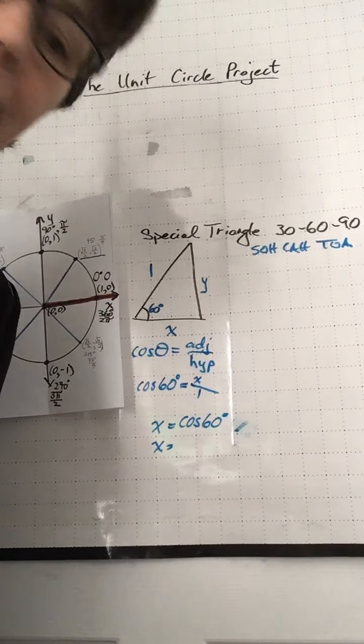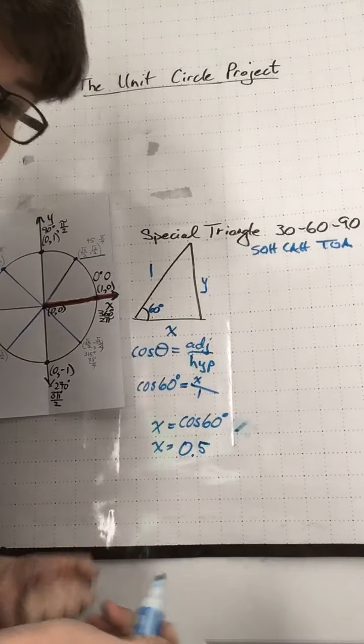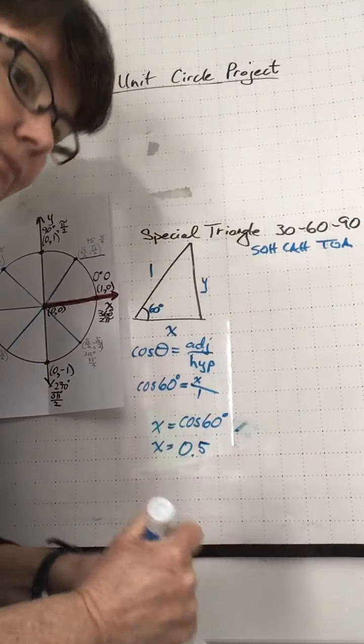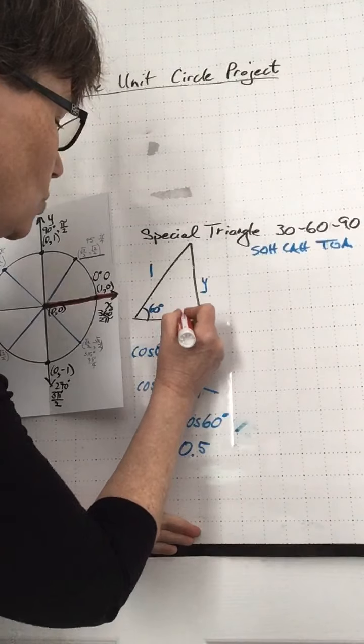is 0.5. Okay, so 1/2. So that x coordinate, the x distance, sorry about my arm in the video there, is 1/2.